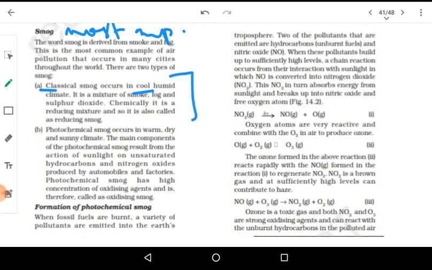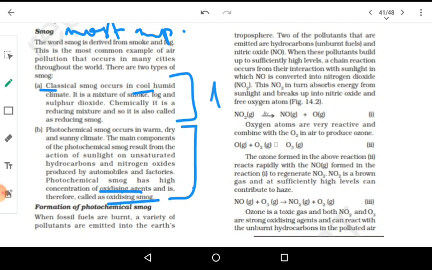So these characters of reducing as well as oxidizing smog are very important. Classical smog occurs in cool, humid climate, and it is a mixture of smoke, fog, and sulfur dioxide, and it is a reducing mixture, and hence it is known as reducing smog. Now, what about photochemical smog? Photochemical smog occurs in warm, dry, and sunny climate. The main components of photochemical smog result from the action of sunlight on unsaturated hydrocarbons and nitrogen oxides, which are produced by automobiles and factories. This photochemical smog has a high concentration of oxidizing agents, and as a result it is known as the oxidizing smog.